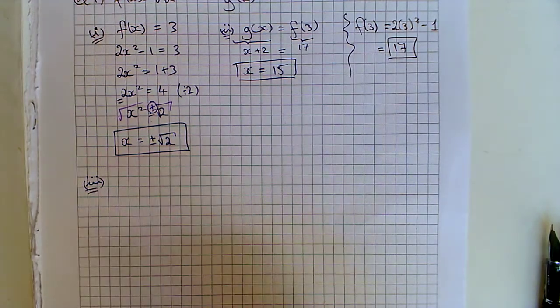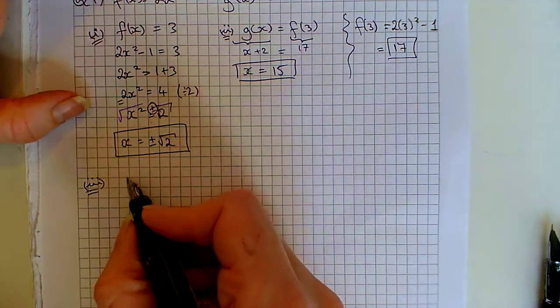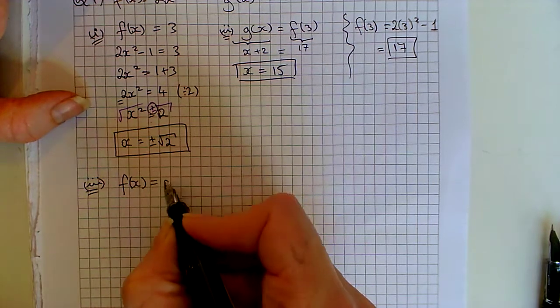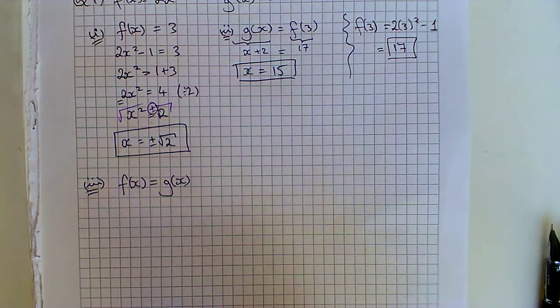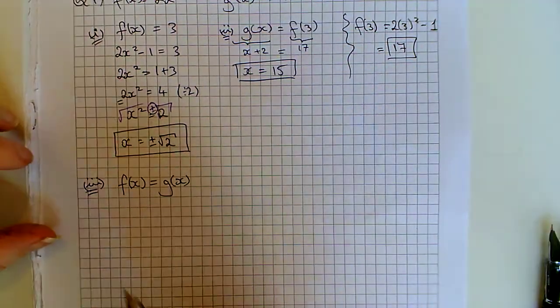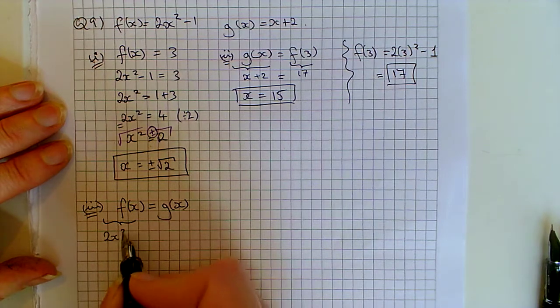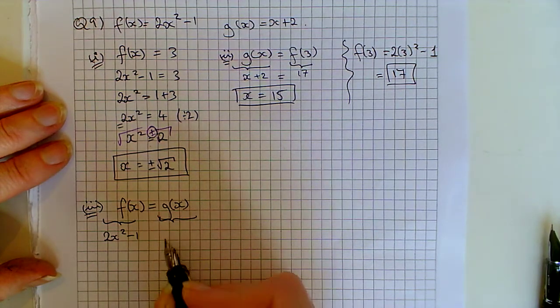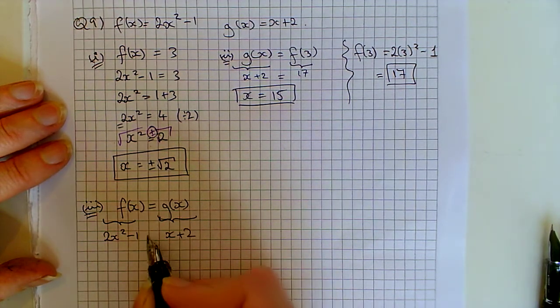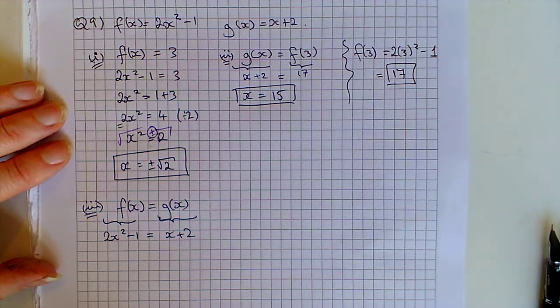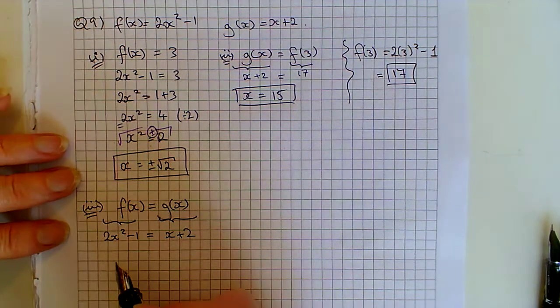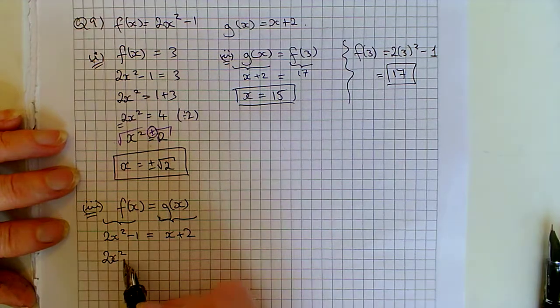Now, next, part 3. We were asked to find f of x equal to g of x. So this is actually the point of their points of intersection. We set them equal to each other. F of x is 2x squared minus 1. G of x is x plus 2. So I'm solving this equation. What does it look like? It looks like a quadratic. So we bring everything to one side.